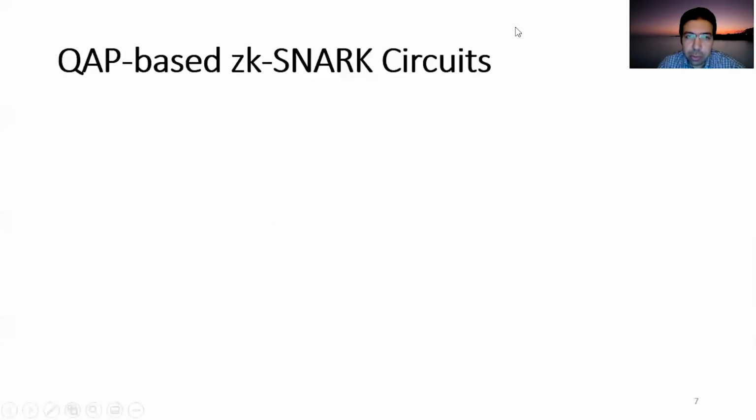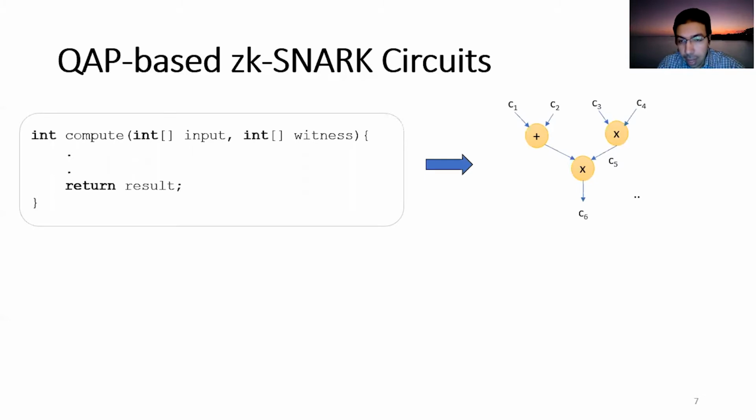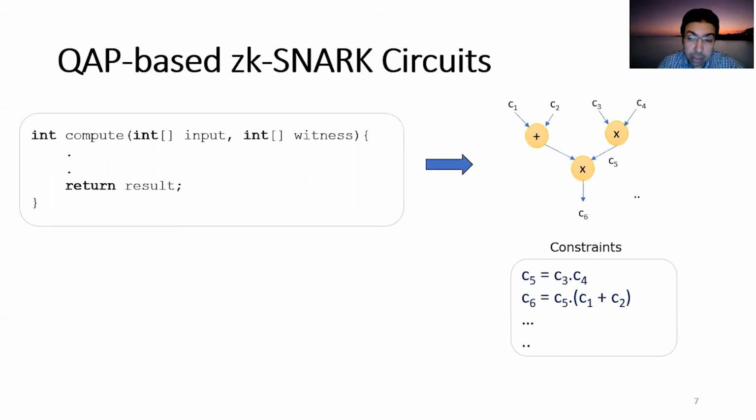Let's first review zk-SNARK circuits briefly. Typically we start from a high-level description of the computation that we would like to verify. For example, here we have a computation that takes input from the verifier and witness from the prover. This gets translated into an arithmetic circuit of addition and multiplication over a finite field, which also gets transformed into a set of R1CS constraints. The performance of the prover typically depends on the number of constraints in the circuit or the number of multiplication gates.